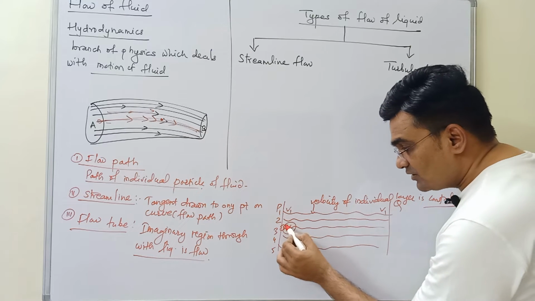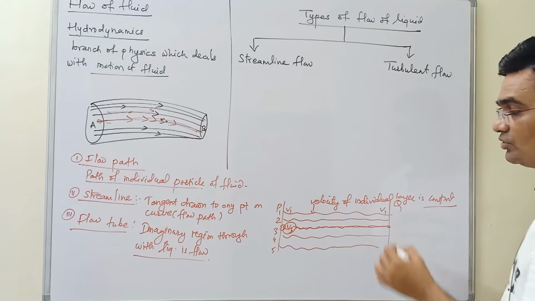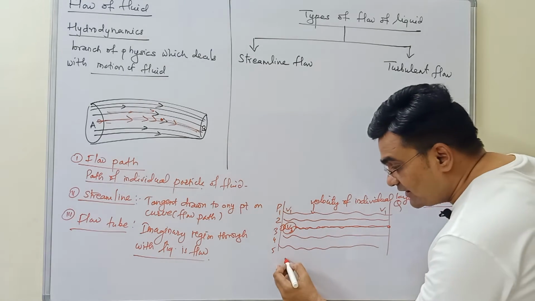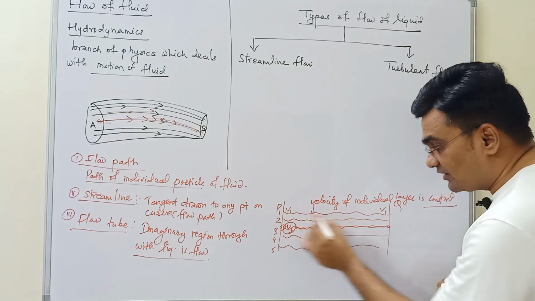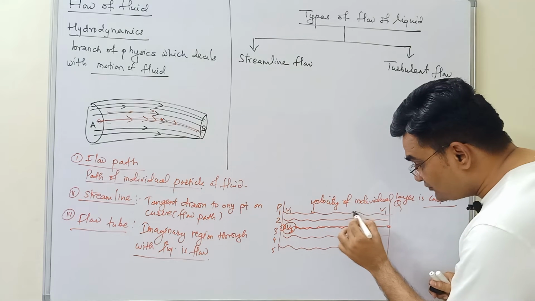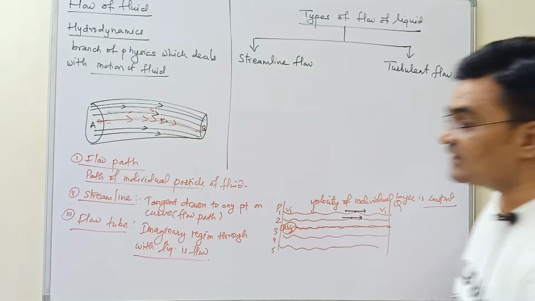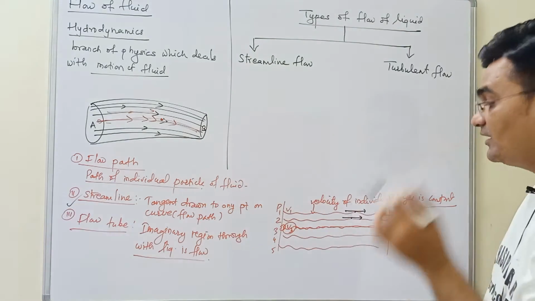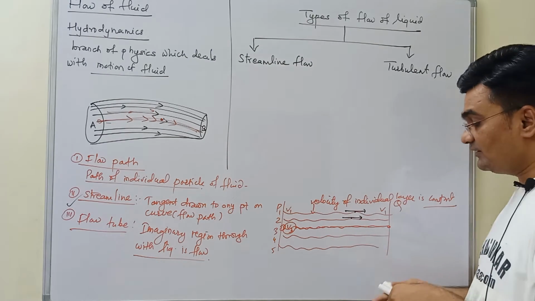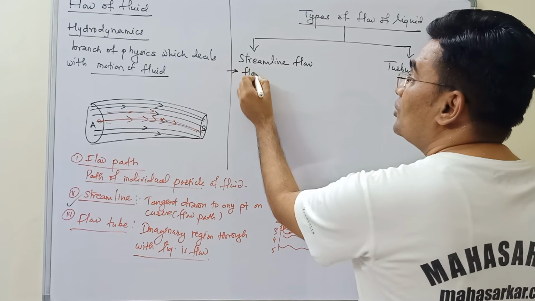It starts from this point, flows here and reaches this point Q. Then the velocity of an individual layer is constant and all the layers appear parallel to each other. If I draw a tangent to this point, that tangent will be like that, and the tangent to this point will be like that. These tangents are called streamlines, and they appear parallel to each other. Then this type of flow of liquid is called streamline flow.